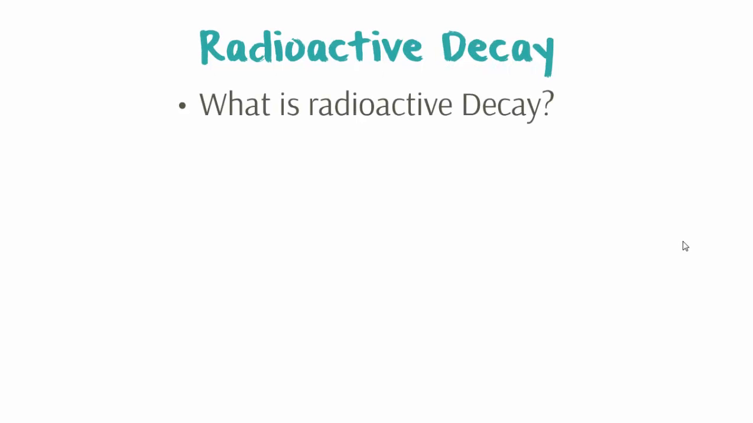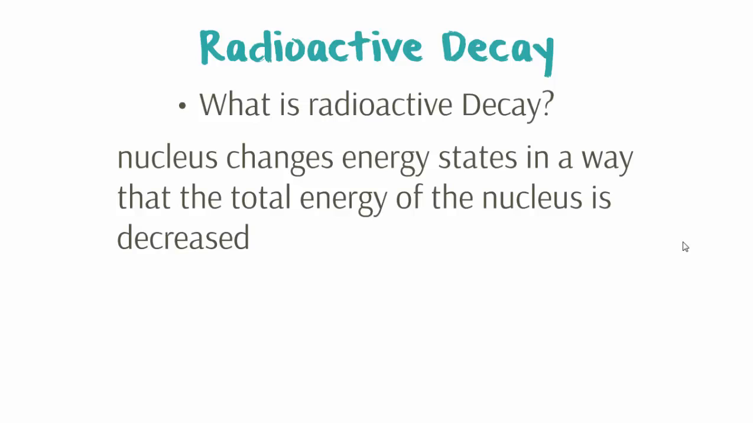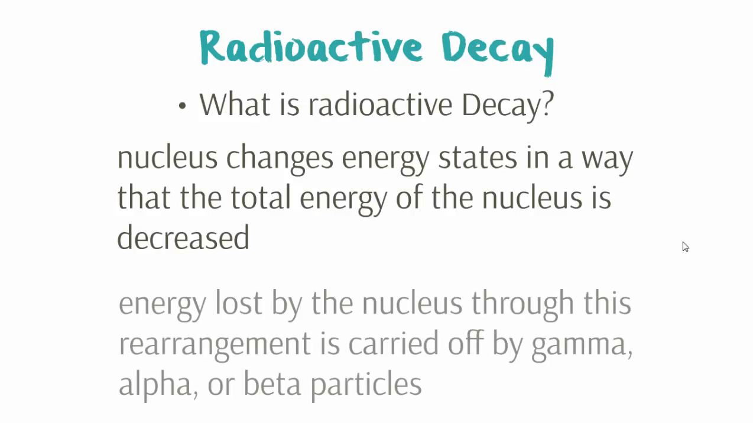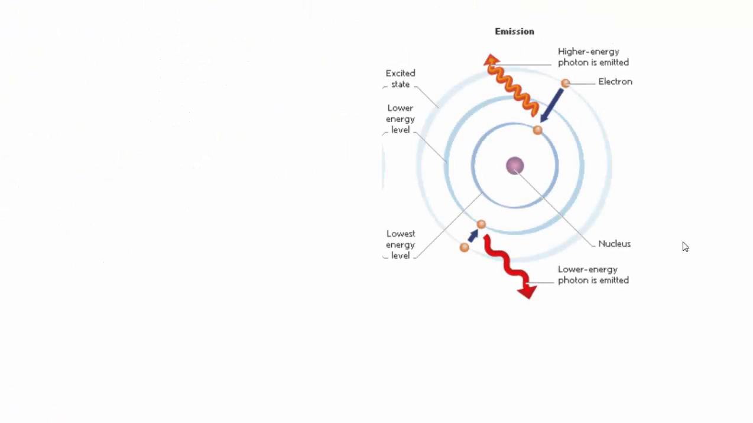This is an introduction to radioactive decay. So what is radioactive decay? This is when the nucleus changes energy states in a way that the total energy of the nucleus is decreased. And this energy lost by the nucleus, because of a rearrangement, can be carried off by three different types of particles: alpha, beta, and gamma particles.